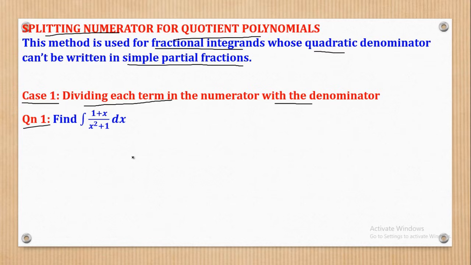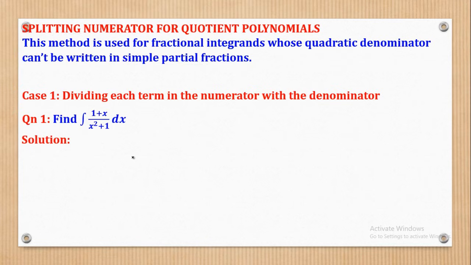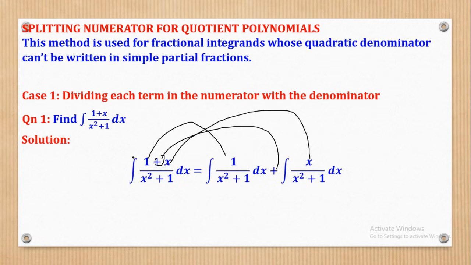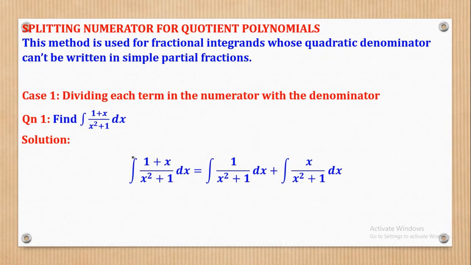Question 1 says find the integral of this with respect to x. That means that each term in the numerator will be divided by the denominator. Therefore, this will be 1 over x squared plus 1, plus x over x squared plus 1. With that, I can now easily integrate, because these are standard integrals. It will be arctan x, and this one to be a half ln of x squared plus 1.